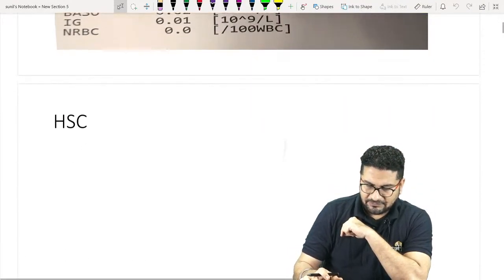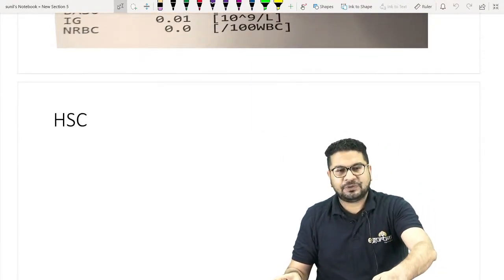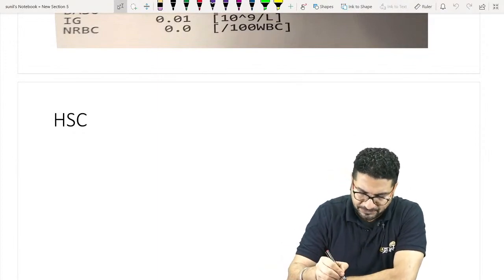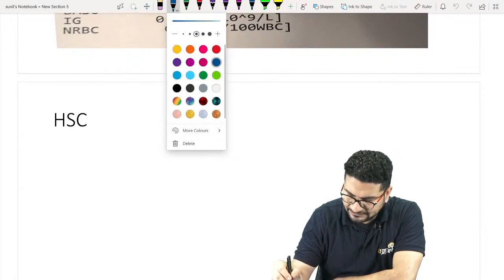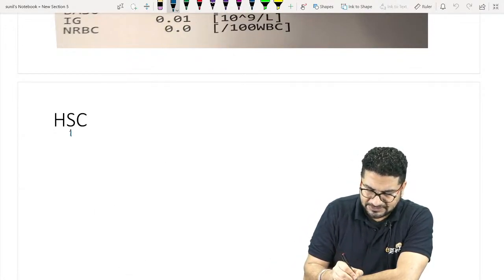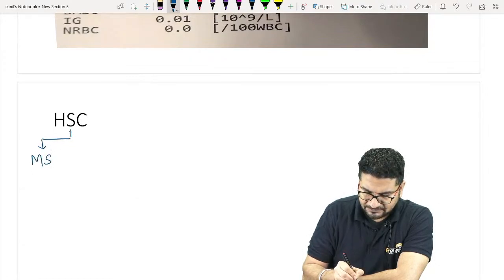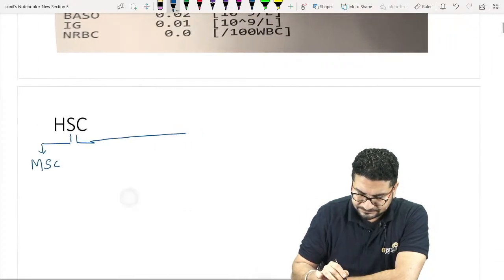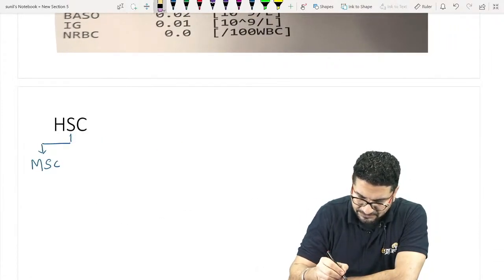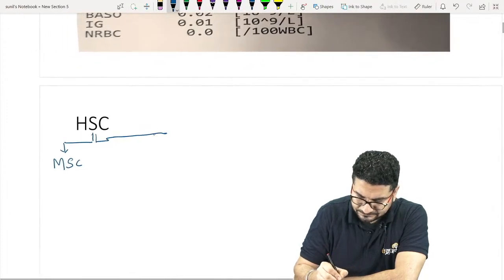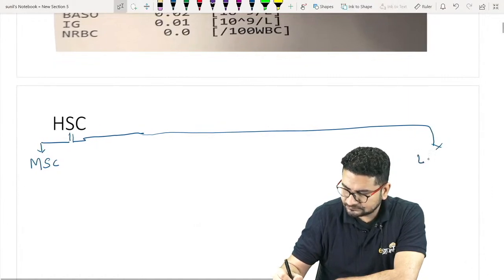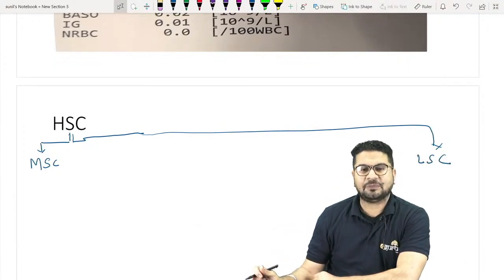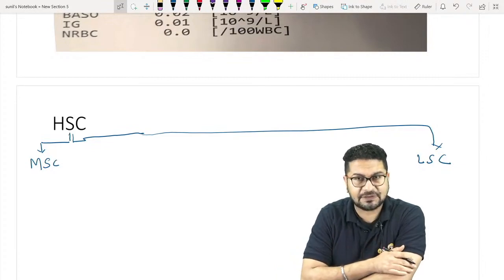Okay, so see, with the basic thing, first we have the hematopoietic stem cell. HSC means hematopoietic stem cell. We divide hematopoietic stem cells into two categories. One is the myeloid stem cell and the second is the lymphoid stem cell. So we divide the hematopoietic stem cell into myeloid stem cell and lymphoid stem cell.